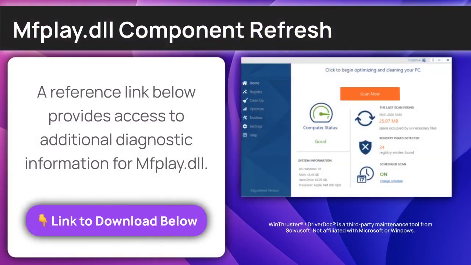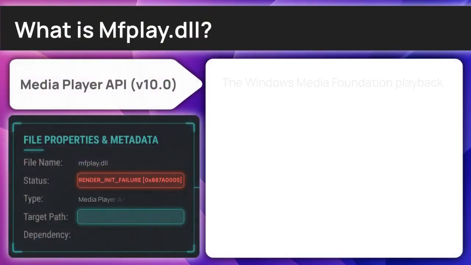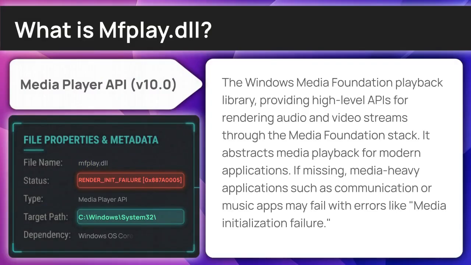This is the Media Foundation Play Library, the Windows Media Foundation Playback Library, providing high-level APIs for rendering audio and video streams through the Media Foundation stack. It abstracts media playback for modern applications. If missing, media-heavy applications such as communication or music apps may fail with errors like media initialization failure.